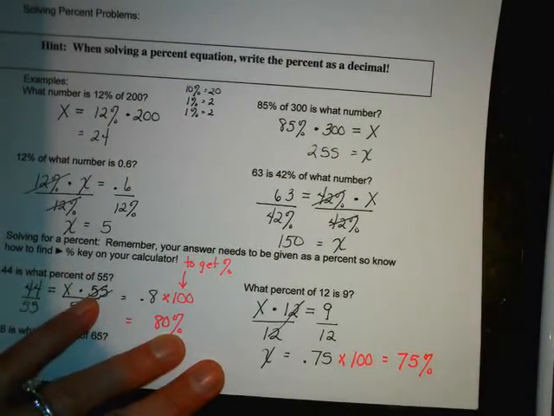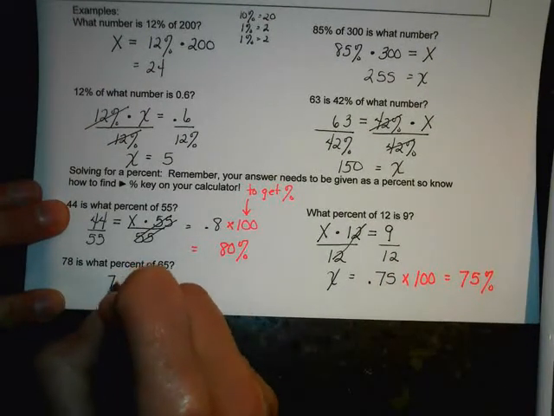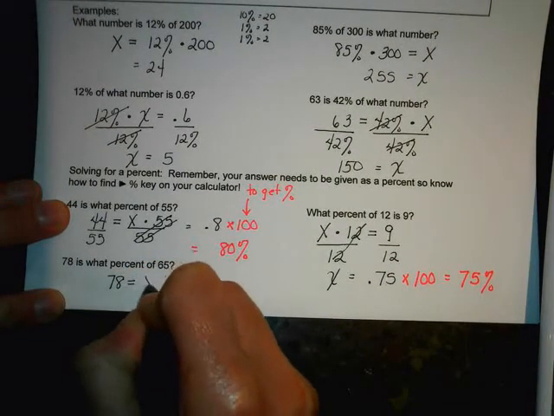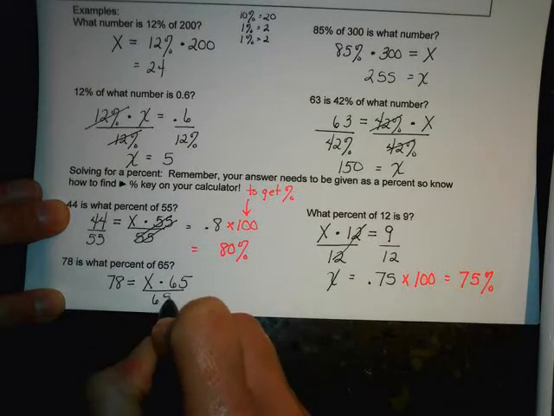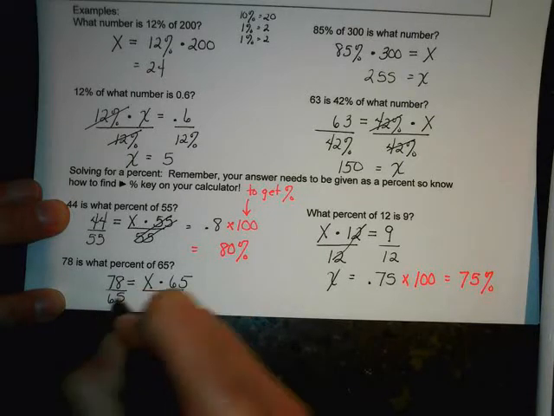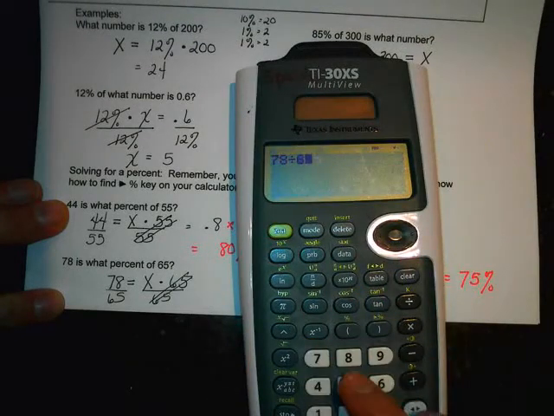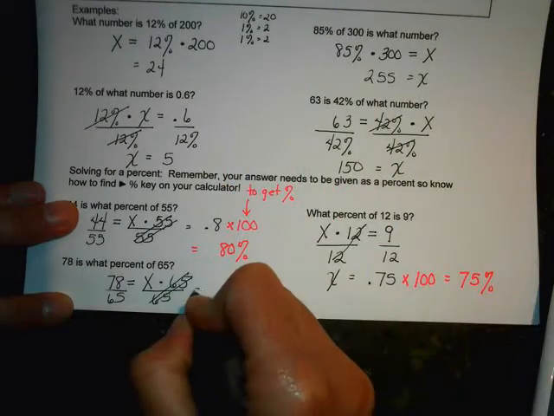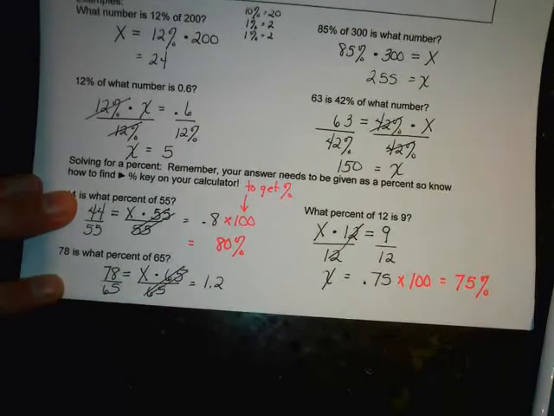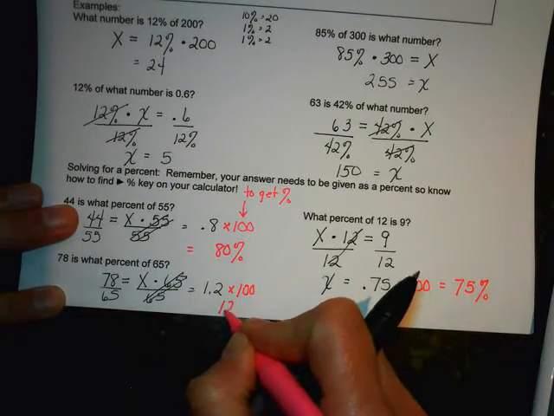All right, so let's do this one. 78 is what percent of 65? So this is going to be over 100%. That's okay. So you guys get 120. So you get 1.2. So the calculator gives you 1.2. But then you got to remember, if they're asking for a percent, you got to multiply it by 100, and that will give you the percent. Okay?